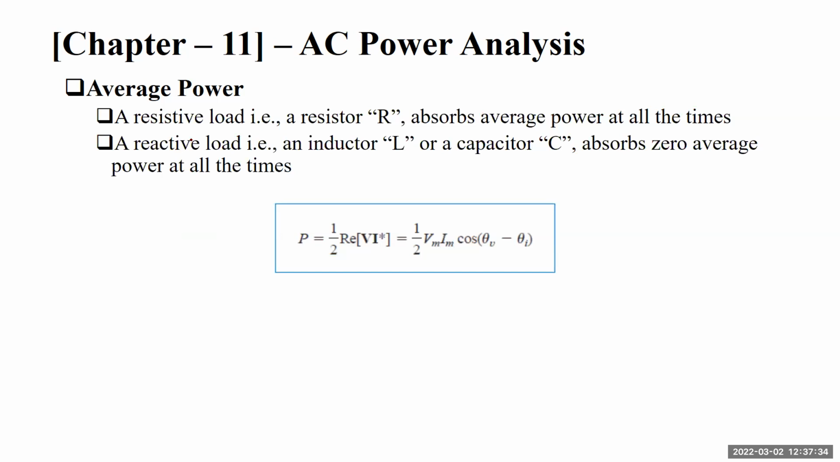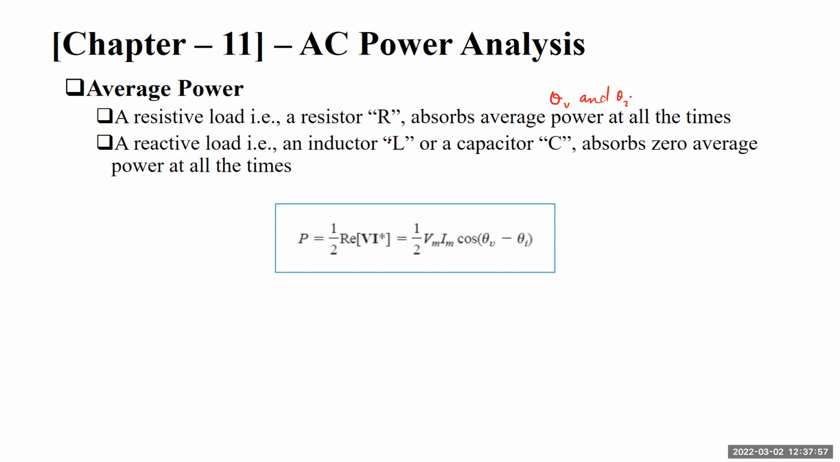We can see from here that generally we have two types of loads. If we have a resistive load, our theta v and theta i, the current and voltage, are generally in phase, and our resistor absorbs average power all the time, right?